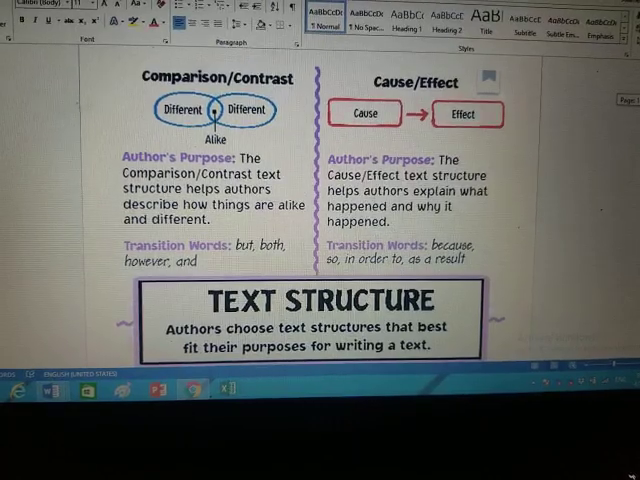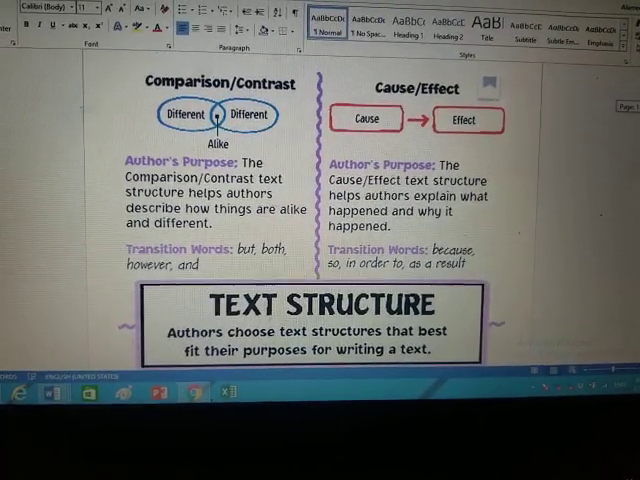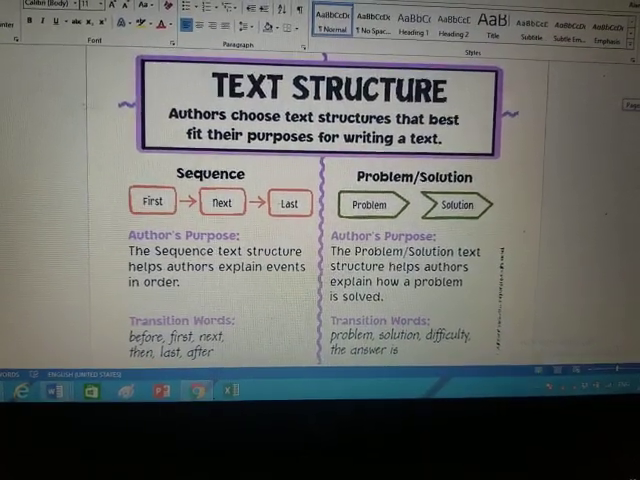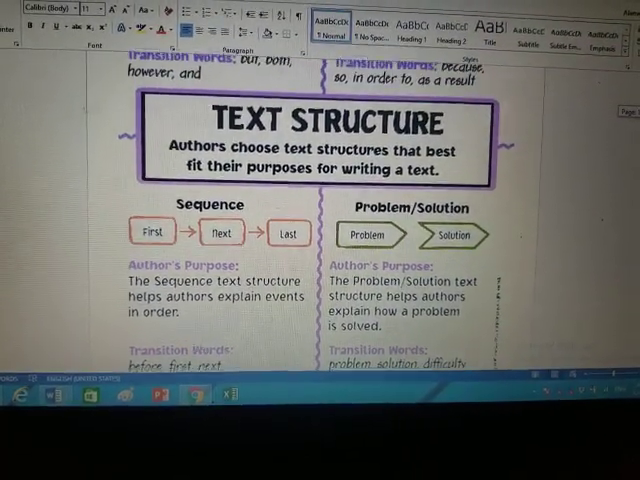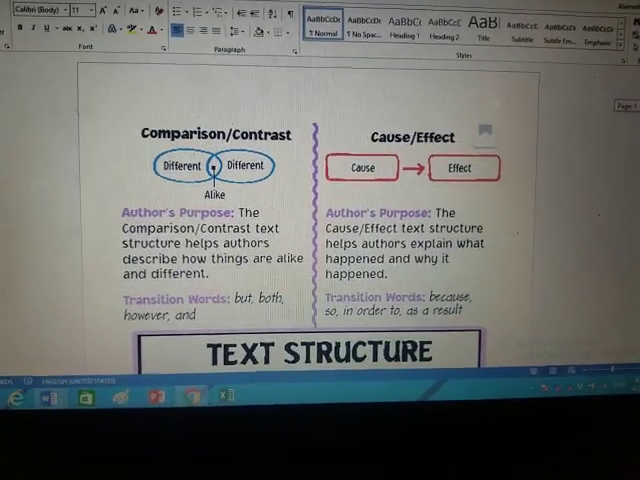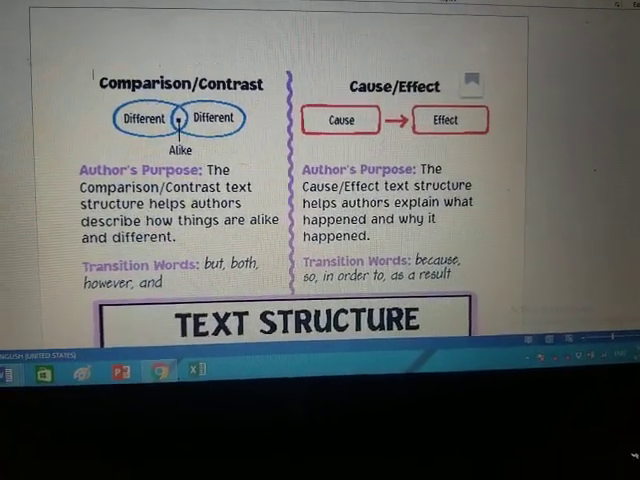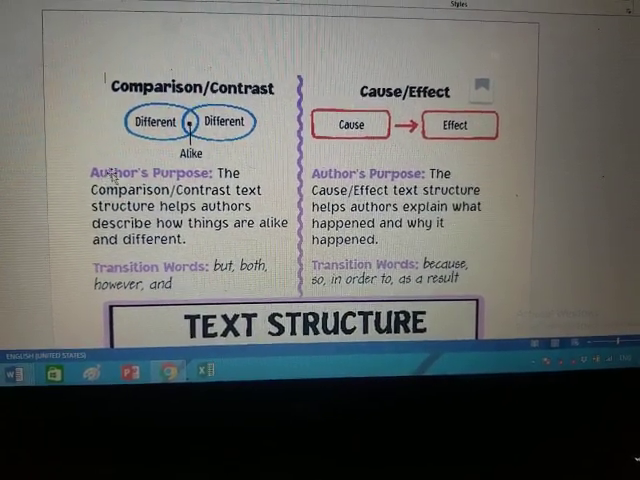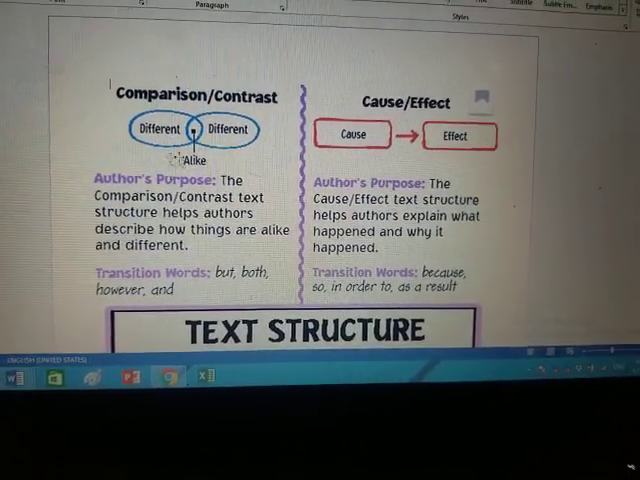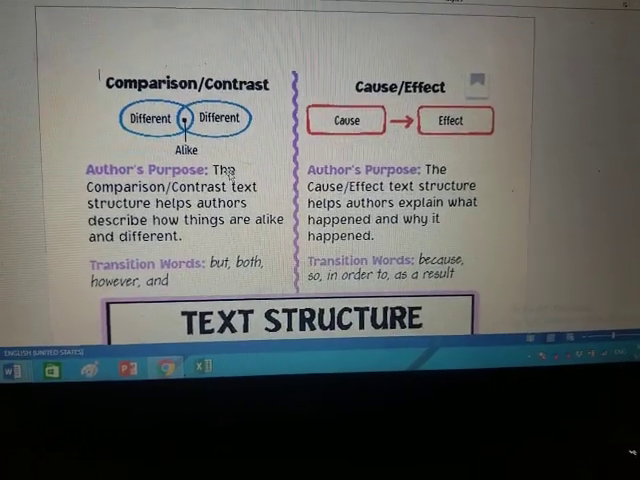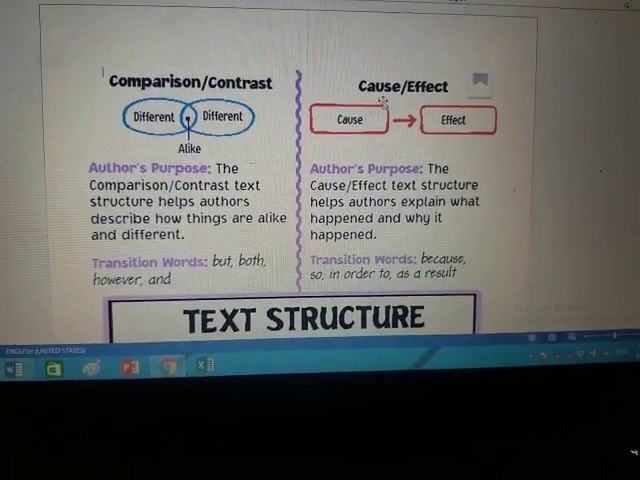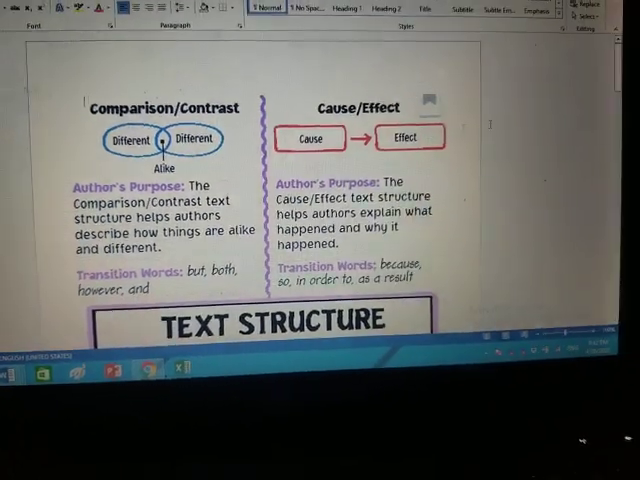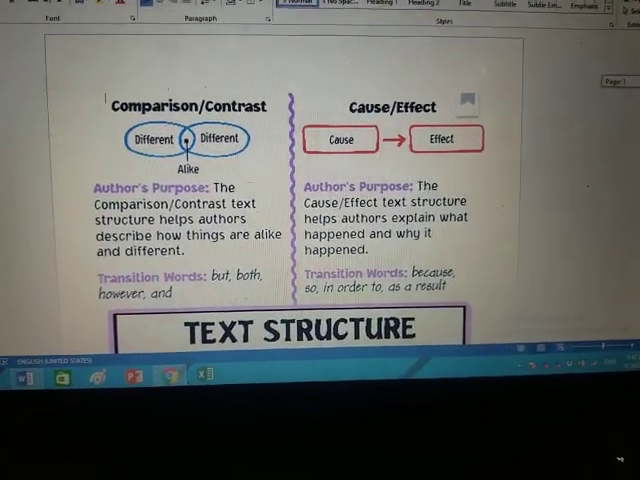But when you're looking at a story, it is organized in a way that best fits the author's purpose for writing it. So for example, a story might be written in a compare and contrast kind of way, where they talk about how certain things are the same and how certain things are different. A story might be written where there's a lot of cause and effect. Because something happened, this is what happened after that. So think about that in your head.